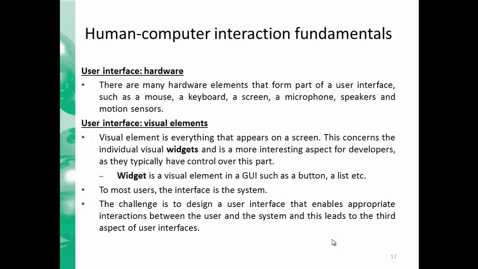If you consider the hardware as part of the user interface, we have elements that we use to communicate, to interact with the computer as hardware components, such as the mouse, the keyboard, screen, the microphone, the speaker. All these are hardware components in the interface. On your screen, you will see visual elements of user interface. We call them widgets, which are visual elements in the graphical user interface, such as buttons, menus, lists, text field, text areas, and so on.